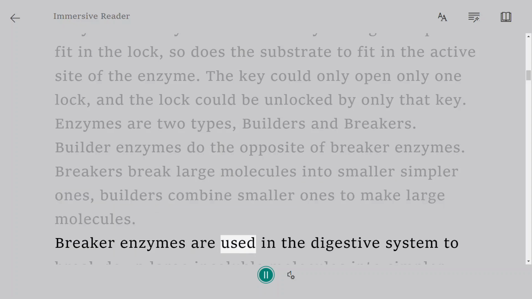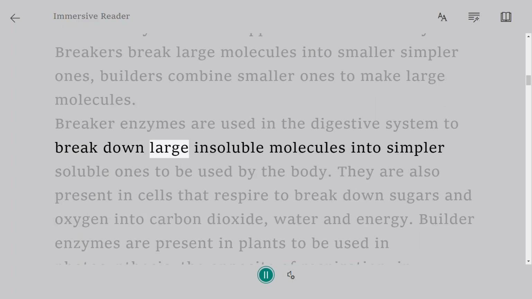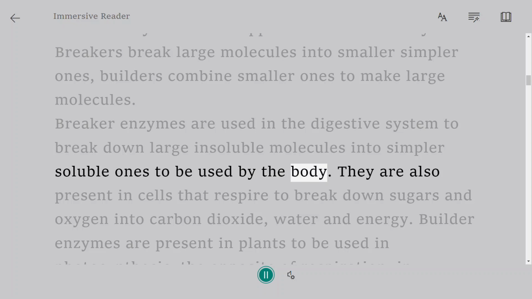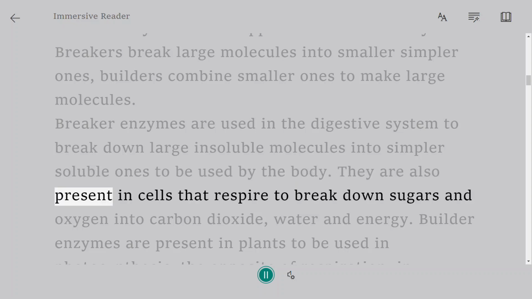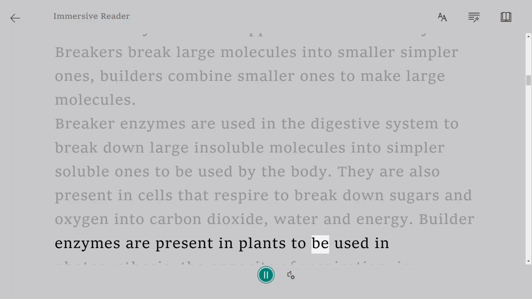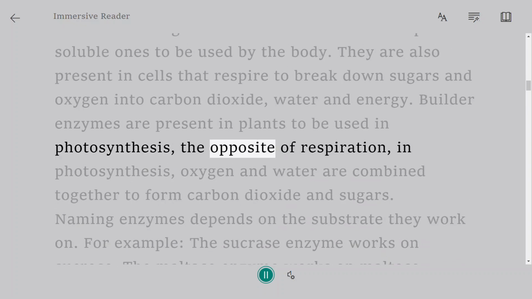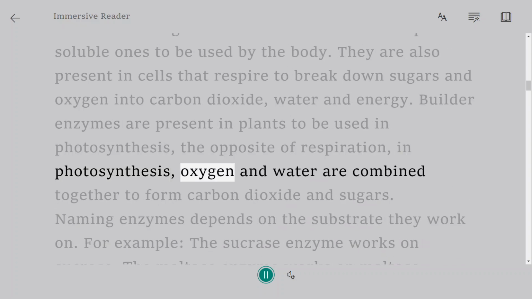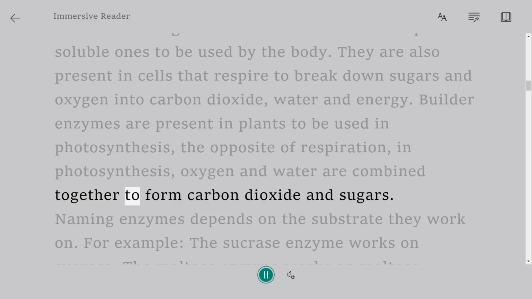Breaker enzymes are used in the digestive system to break down large insoluble molecules into simpler soluble ones to be used by the body. They are also present in cells that respire to break down sugars and oxygen into carbon dioxide, water and energy. Builder enzymes are present in plants to be used in photosynthesis, the opposite of respiration. In photosynthesis, oxygen and water are combined together to form carbon dioxide and sugars.